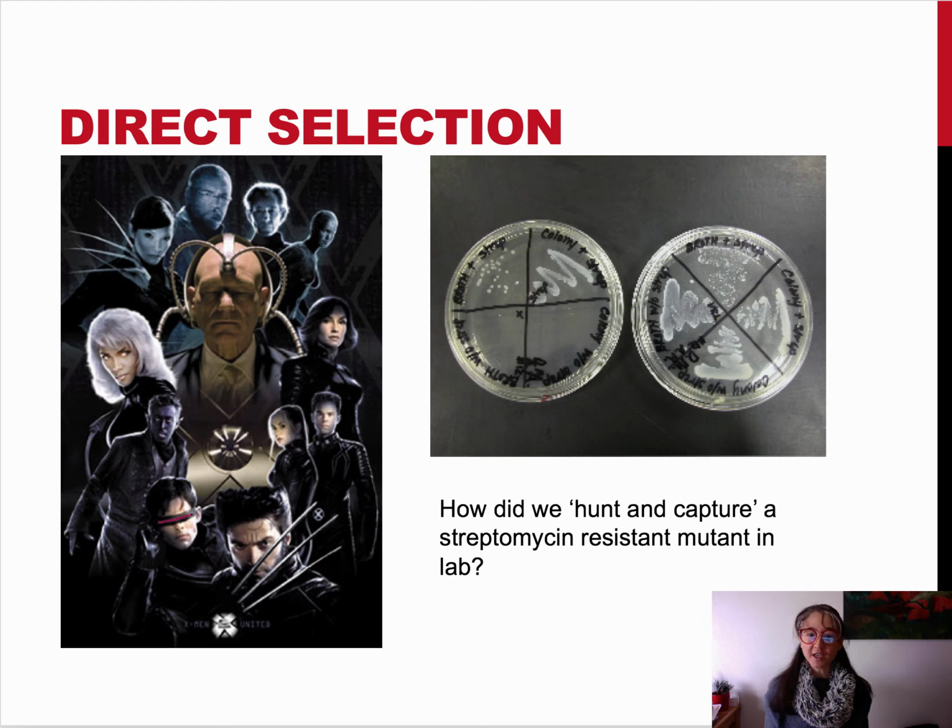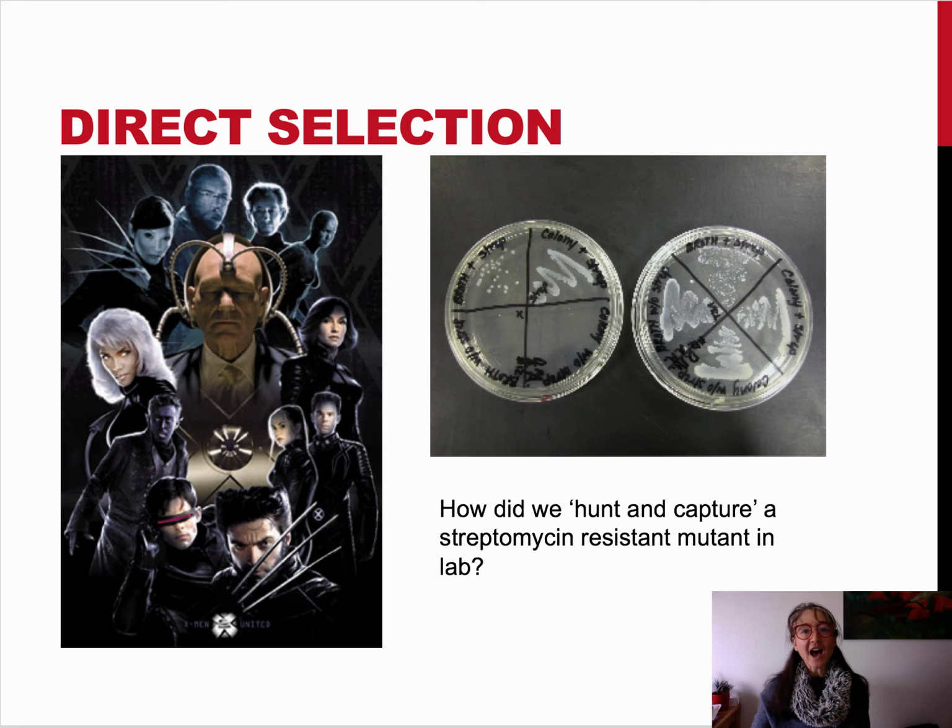Remember when we were looking for the streptomycin resistant E. coli mutant? The way that we did that was to add streptomycin to the plate, and while everything else was dying, the streptomycin resistant mutants were living. So we could find it by killing everything else and only the superhero would live. This is a form of selection called direct selection, but it only works if it's a superhero mutant.